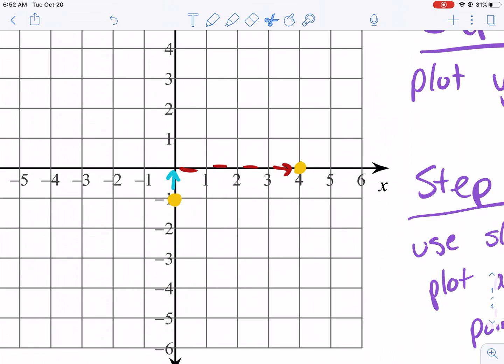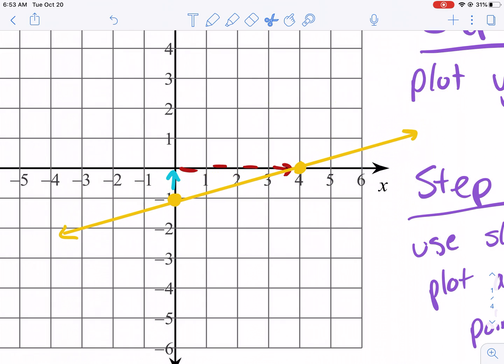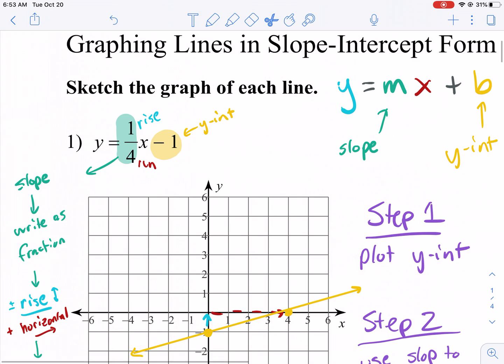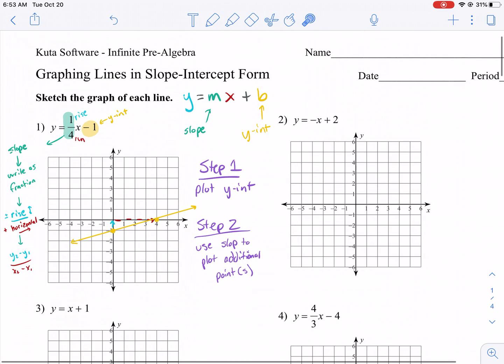One thing that I cannot stand is when people just do like this and they're like, oh, I'm done. No, draw that line through and indicate that it continues forever, because this line represents everywhere this is a true statement. There's an infinite number of values that you can plug in for y and for x that make this a true statement. So this line represents those infinite number of solutions. So don't only have it go through there. That would just be wrong.